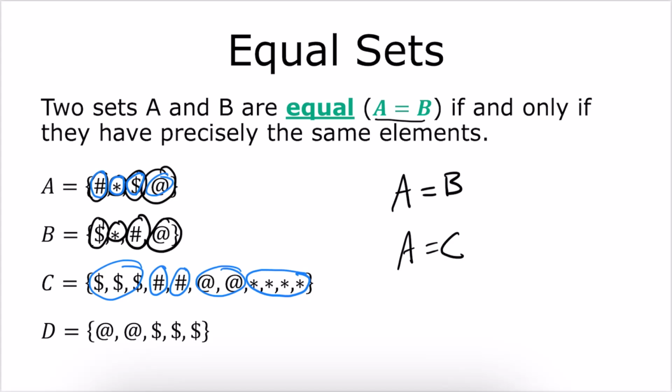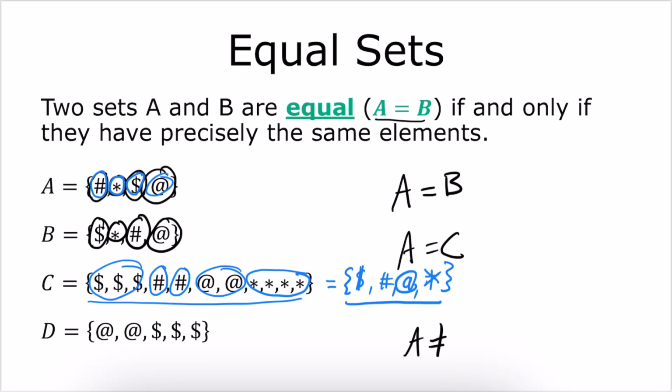Usually we actually won't write a set like this because this is just a more complicated way of writing the set. We could also say that C equals the set containing a $ sign, a hashtag, an @ symbol, and an asterisk. This would be a more simplified way to write the set C. However, we would say that A does not equal D because D is missing the hashtag sign and the asterisk symbols. And so the set A does not equal the set D because some of the elements are missing in set D.